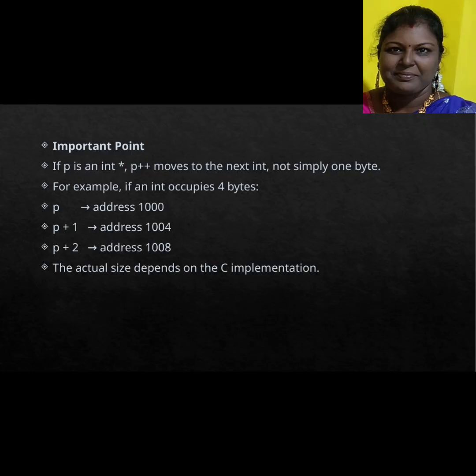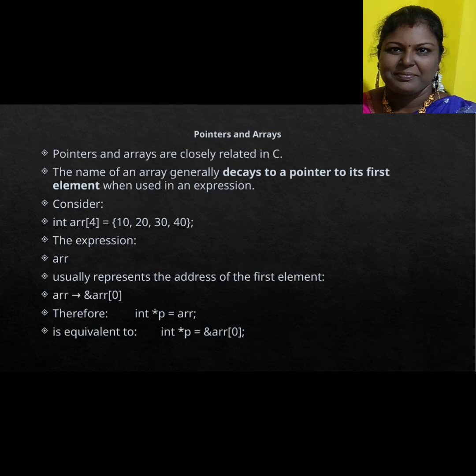Pointers and arrays in C are tightly connected. When you use the name of an array in an expression, it usually becomes a pointer to the first element. For example, if we have an array of 4 integers, the name of that array points to the address of the first item. So, when we write a pointer and assign it the array name, it's the same as assigning it the address of the first element directly. This relationship is fundamental to how C handles arrays and pointers.